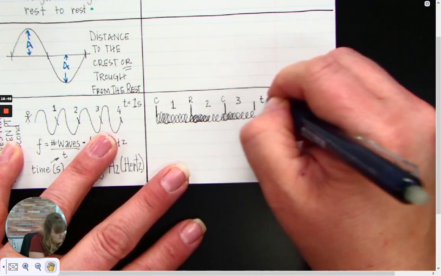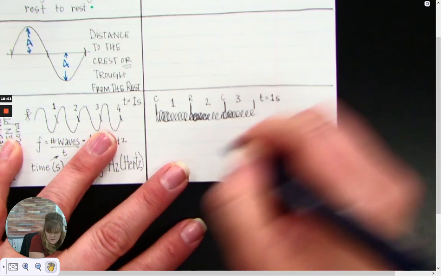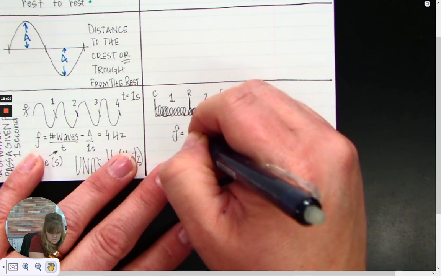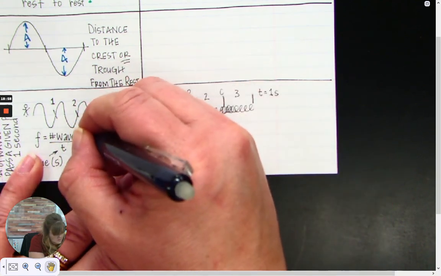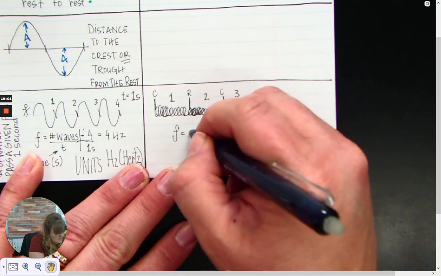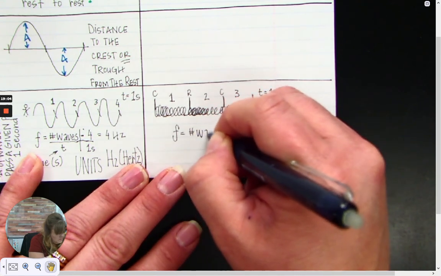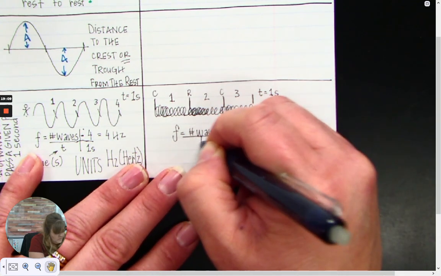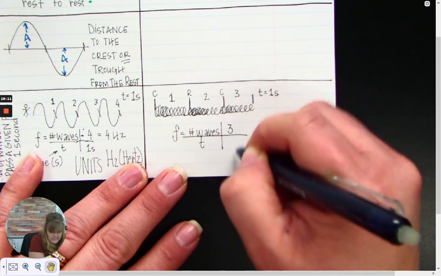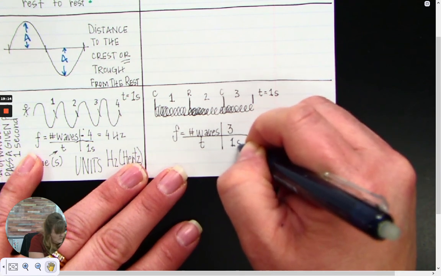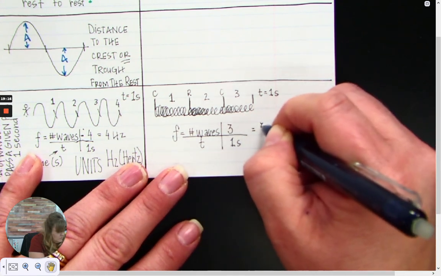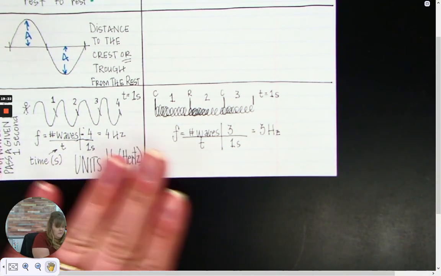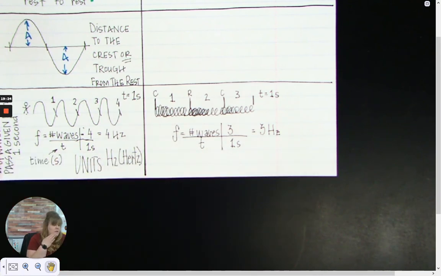T in this case is still equal to 1 second. So F equals the number of waves over time. We had 3 waves over 1 second, which is equal to 3 hertz. And both of these are the ways we measure frequency. Miss Den's video will deal more about that.